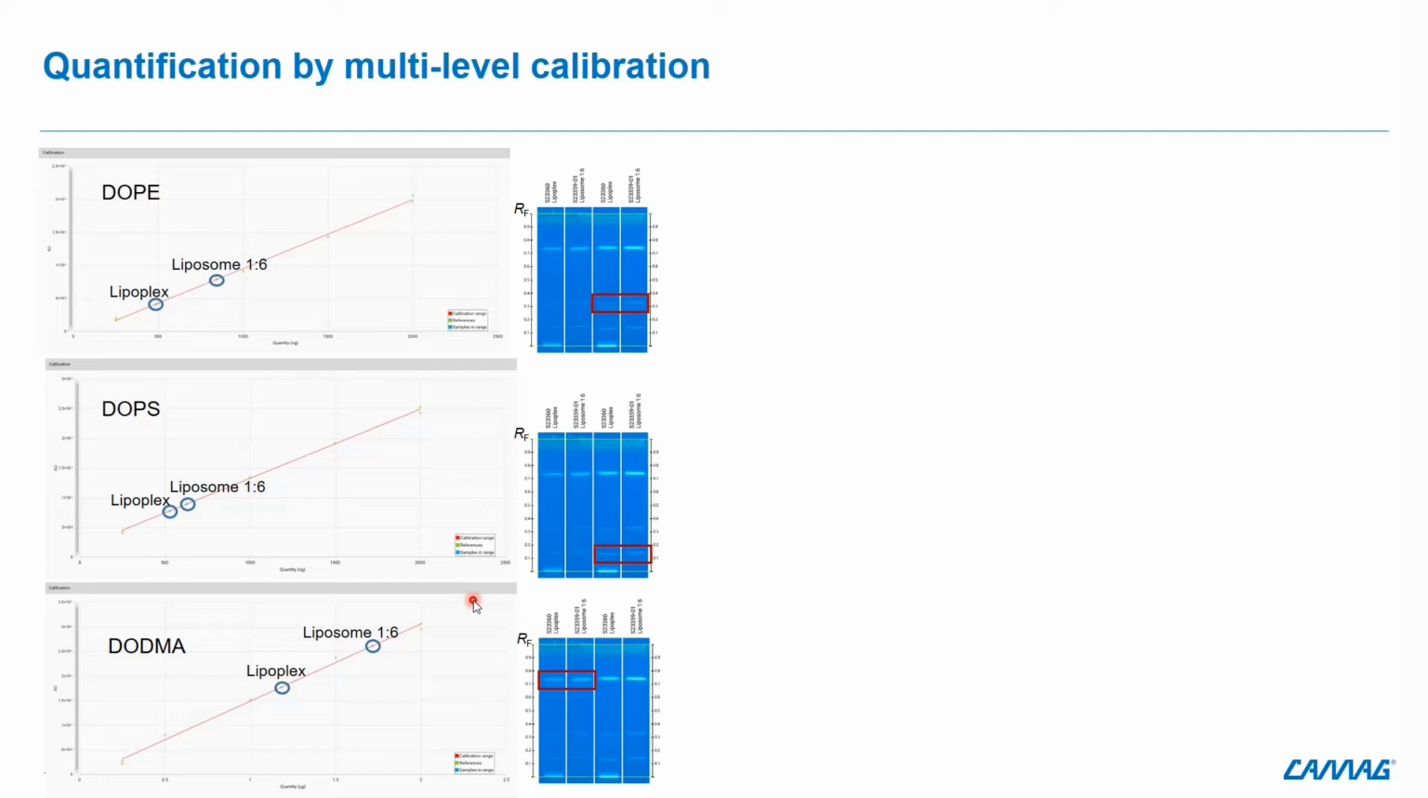And the quantification of the different lipids is done by multi-level calibration. As examples, you can see here the calibration curves of the 3 lipids, DOPC, DOPE and DODMA.